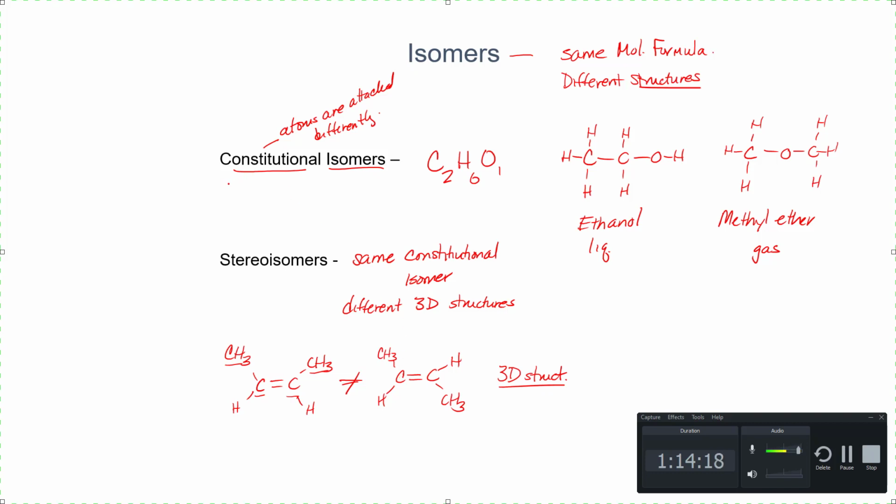Just so you know, constitutional isomer can also be called structural isomers, and I actually like the term structural isomer better than constitutional isomer. It doesn't matter either way, but both of those terms represent the connection of the atoms to form different structures. But a stereoisomer has the same constitutional isomer, just different three-dimensional structures, and we'll expand on this more and more in upcoming lectures.